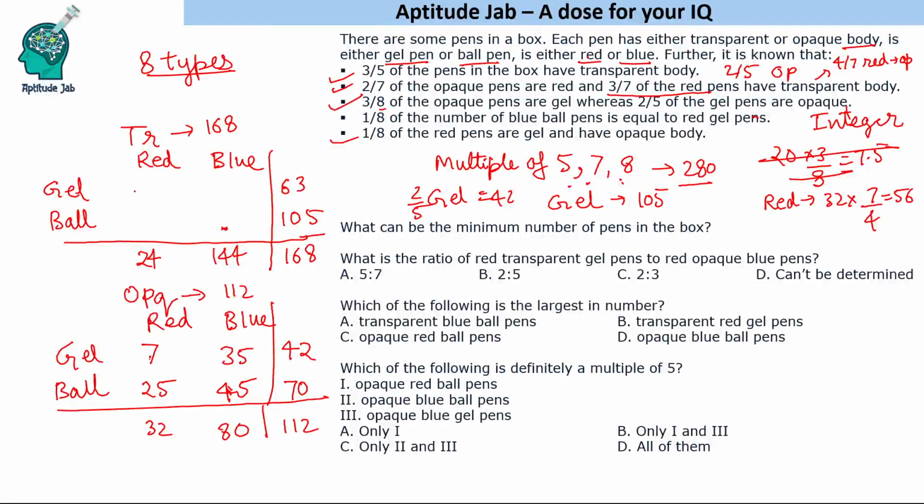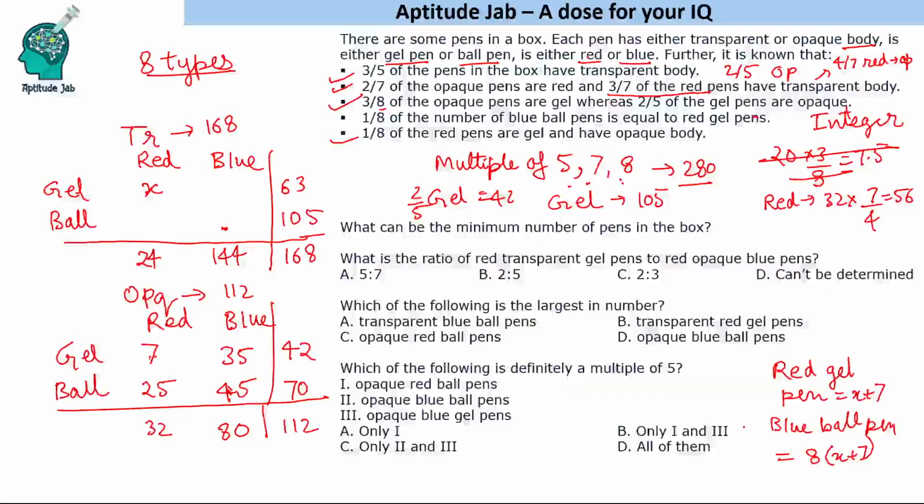Okay. Now we will go to this information. So it says 1/8 of the number of blue ball pens is equal to red gel pens. So red gel pens are 7, and let us say this number is X. So red gel pens are X plus 7. 1/8 of blue ball pens. So blue ball pens will be 8 times of this, 8 times of X plus 7.